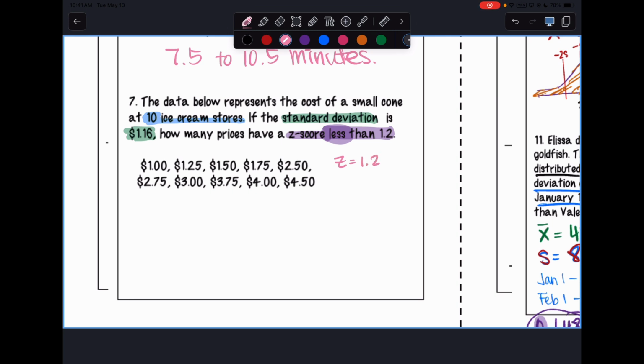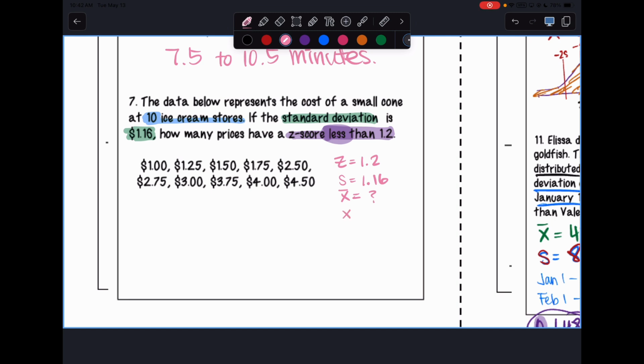1.2, right? Do we have a standard deviation? $1.16? Yeah. Do we have a mean? No, but we have data, so we can figure out the mean.